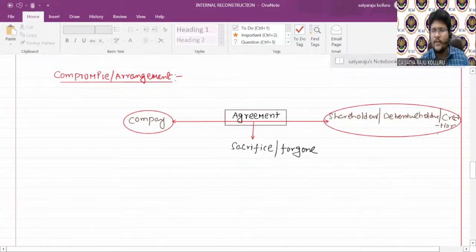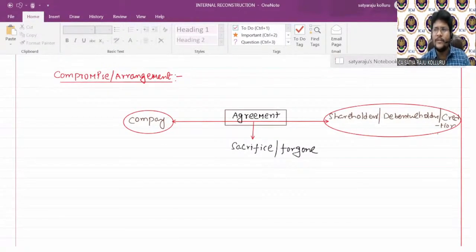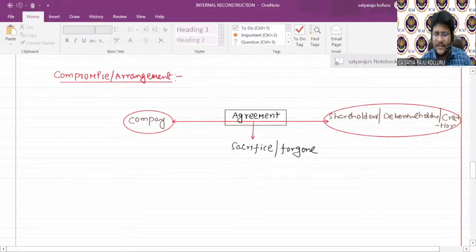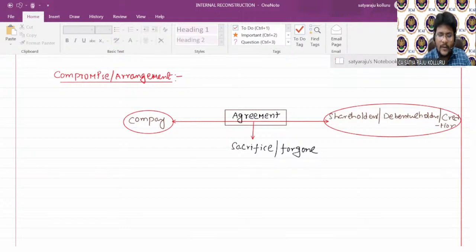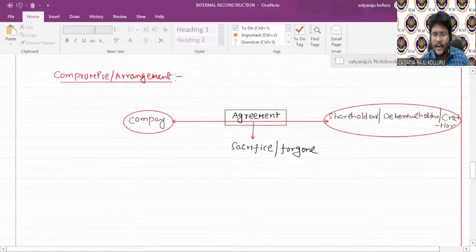For example, the debenture holders' liability is 10 lakhs, but out of such 10 lakhs, they are ready to forgo 2 lakhs. Maybe for the creditors, we need to make a payment of 5 lakhs, but out of such 5 lakhs, let us assume the entire 5 lakhs is sacrificed. Such a sacrifice or forgoing agreement between the company and the shareholder is technically known as compromise or arrangement. So what is the difference between compromise and arrangement?